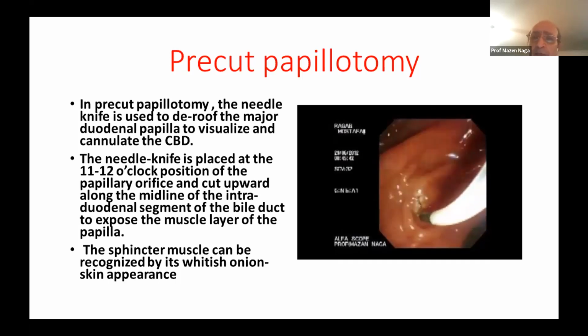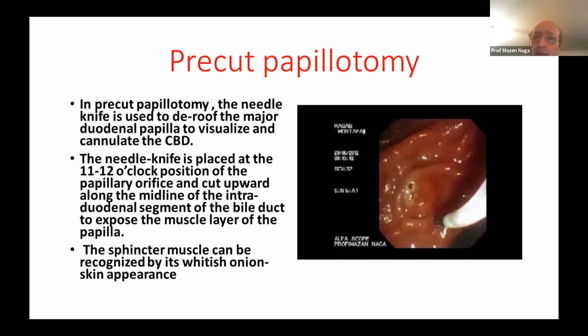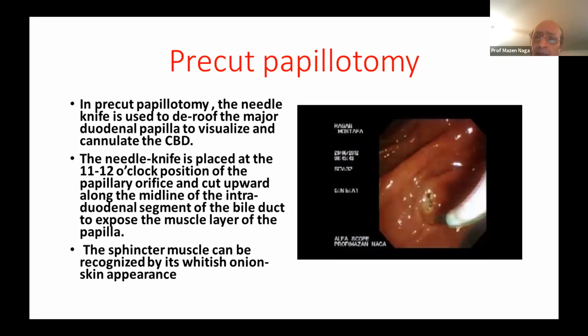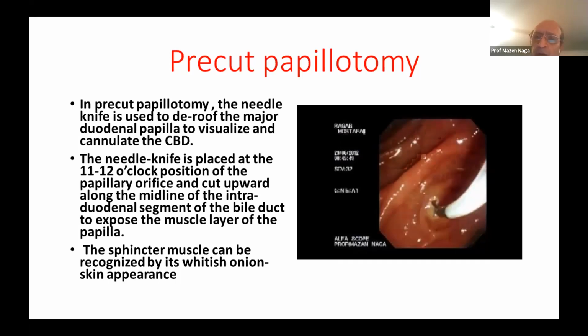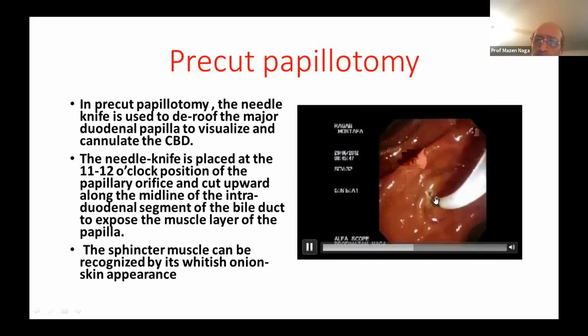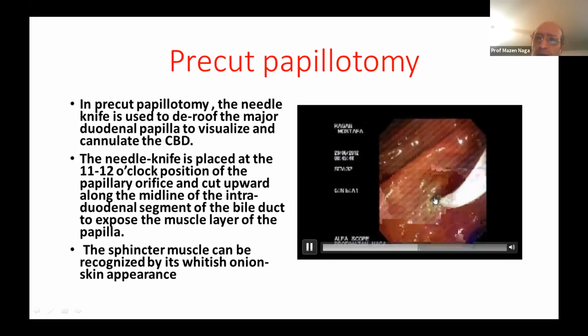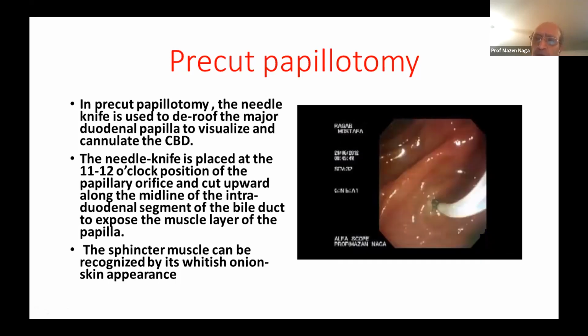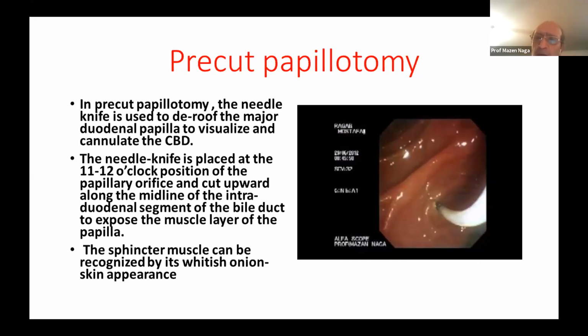Now we cut through the mucosa. Still, the muscle layer is deep. We cut more. Don't go, as I told you, to the recess here. You must stay over the muscle layer to be sure that you don't make a perforation with the wire, because if you remove the mucosa, it's very easy to perforate with the wire.